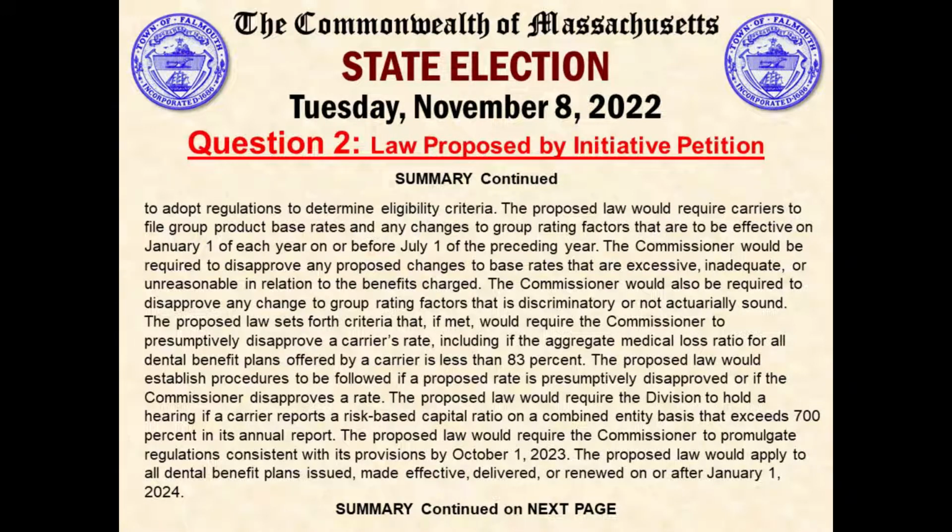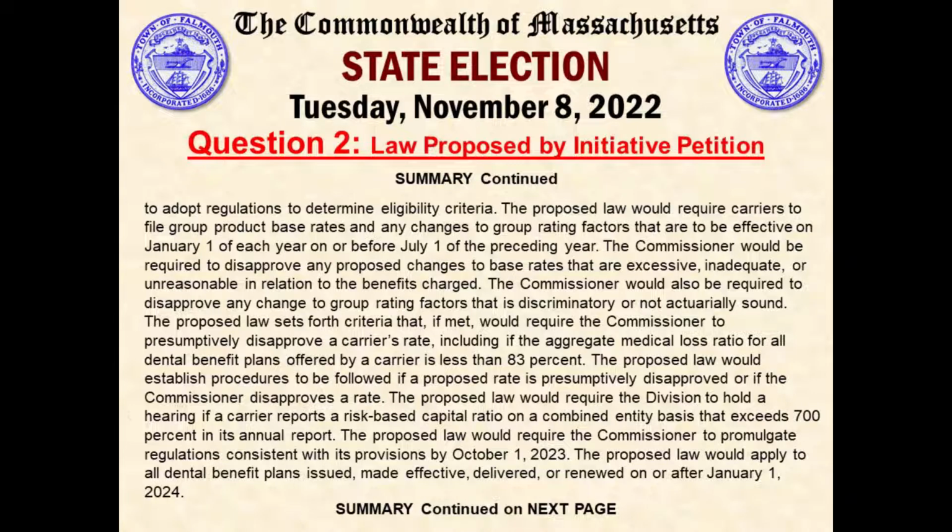The proposed law would require carriers to file group product base rates and any changes to group rating factors that are to be effective on January 1st of each year, on or before July 1st of the preceding year. The Commissioner would be required to disapprove any proposed changes to base rates that are excessive, inadequate, or unreasonable in relation to the benefits charged.